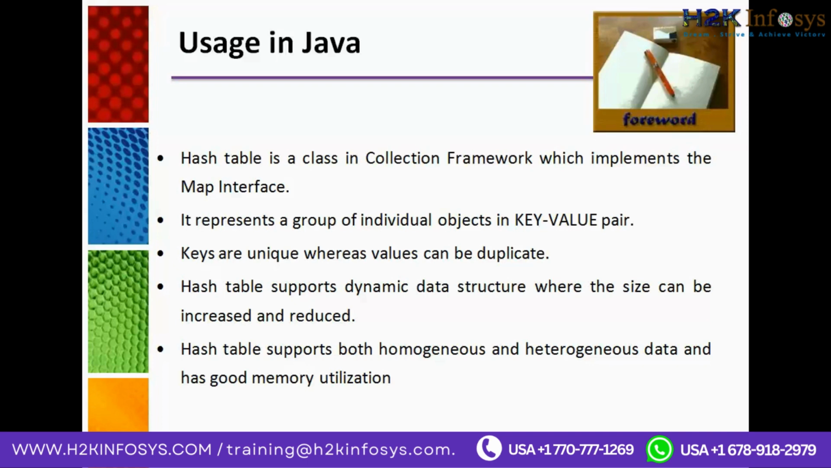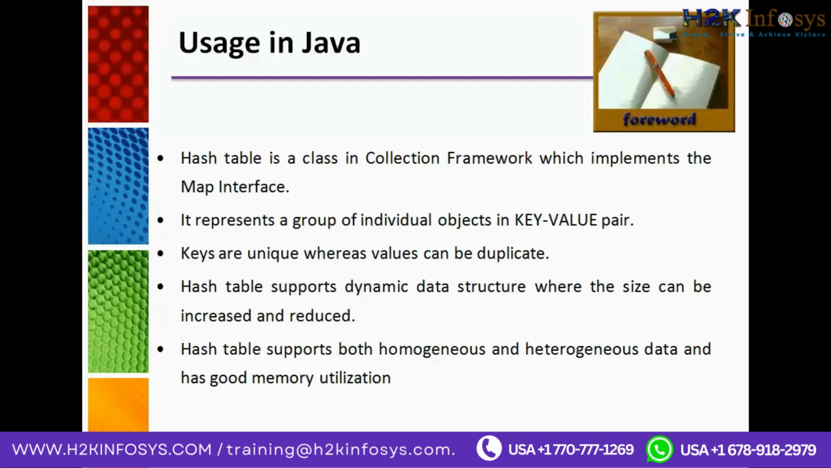That means we can decrease the size of the collections and we can increase the size of the collections. The other difference is that arrays can take only homogeneous data, whereas collections can take homogeneous as well as heterogeneous data. The third difference is that the memory usage with arrays is not as good as the memory usage with collections. So we are particularly interested in seeing one of the classes of the collection framework which implements the map interface, and that class is called hash table.